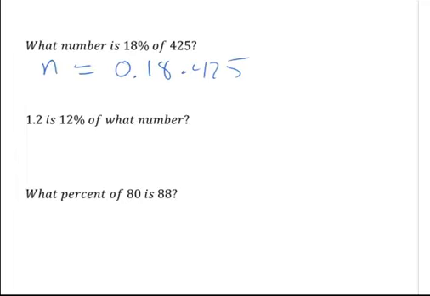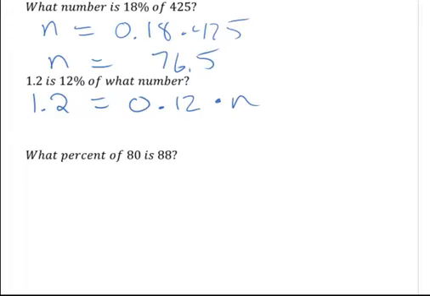All right, for your first step, you should have written n equals 0.18 times 425. And so n equals, if I take my calculator, 0.18 times 425 is 76.5. Okay, you might want to hit pause because I'm going to do the next one.